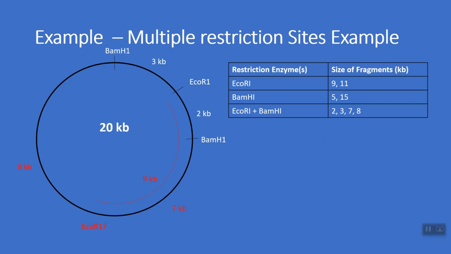If the second EcoR1 was 11 kilobases from the second BAMH1 site, then the distance between the second BAMH1 and the second EcoR1 would be 9 kilobases, but a fragment of this size is not found in the double digest. With the second EcoR1 site at the correct position, all the fragments expected from the double digest can be generated.